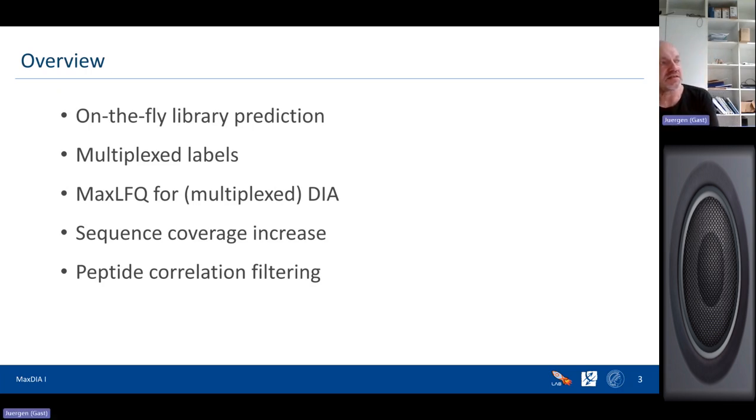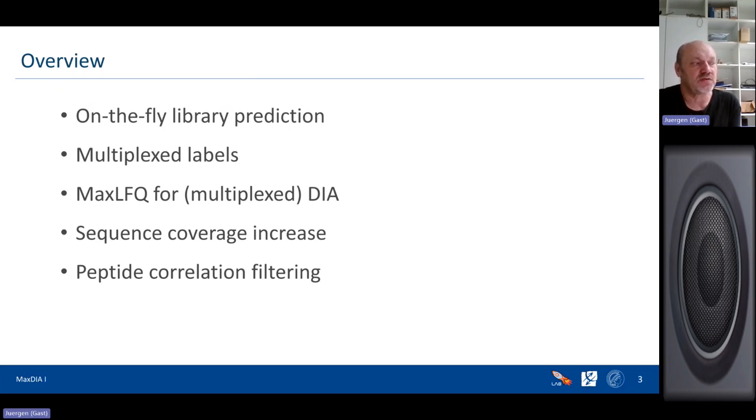Then indeed, I go a bit into details of which kind of multiplex labels you can use in MaxQuant, and I can give it away already now. So it's essentially all of them basically, and also how we exactly deal with the multiplex labels within the workflow. Then I'm going to introduce the MaxLFQ workflow for relative label-free quantification of multiplexed DIA data, which is an extension of the algorithm that is also in long use already in the DDA MaxQuant.